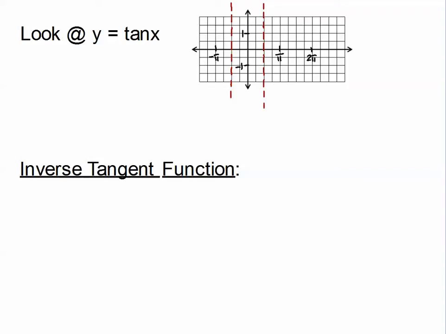And then we play the little cut in half game. Cut in half, and that's our 0. Cut the top half in half, and there's our 1. Cut the bottom half in half, and there's our negative 1. And that's enough to figure out that the tangent function looks like that.